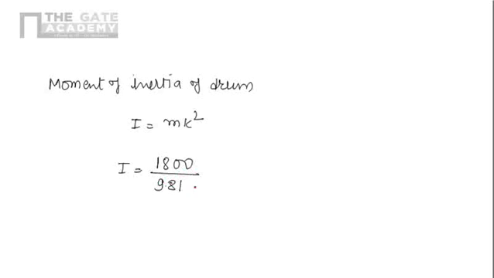Moment of inertia of the drum. We know we can calculate the moment of inertia by mk square here. M is the mass and k is the radius of gyration. So here the mass is given, 1800. This one is the weight. If we divide it by 9.81, we will get the mass. Radius of gyration is given as 30 centimeter, or 0.3 meter. If we simplify it, we will get 16.5 kg meter square. It is the moment of inertia of the drum.